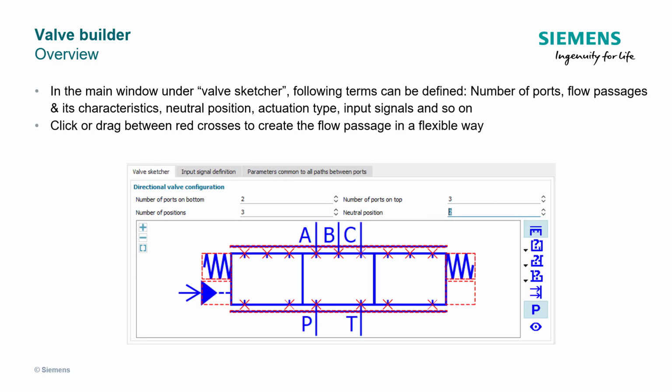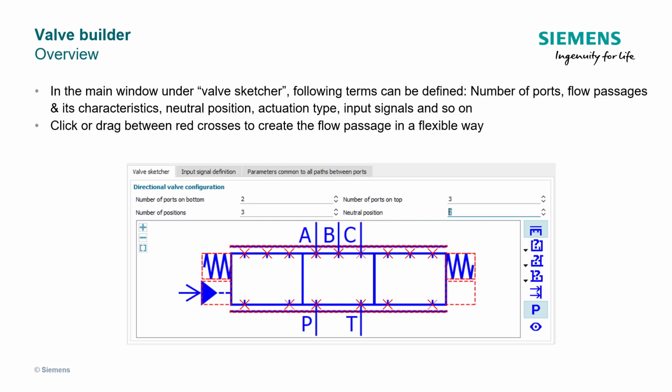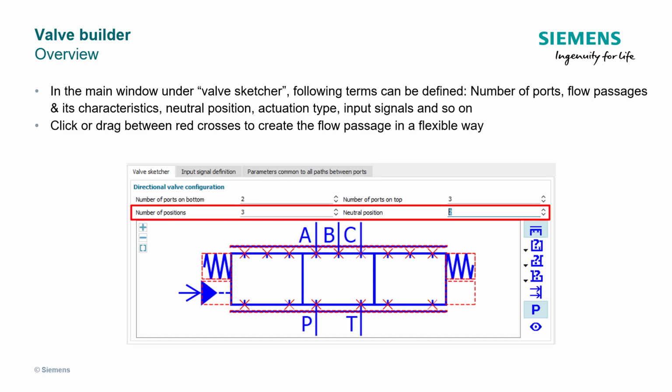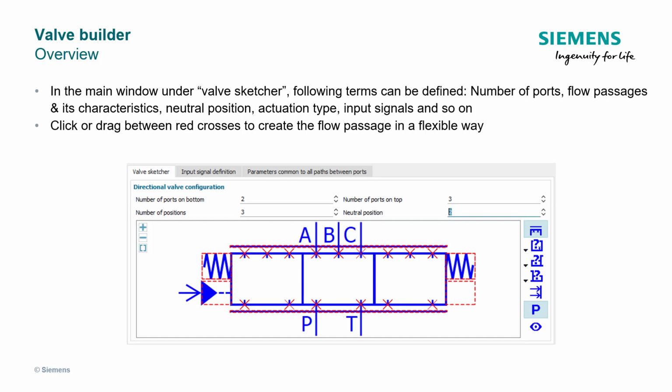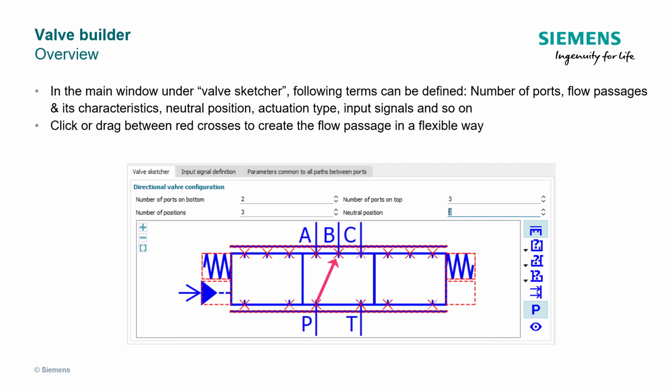Then we can design or customize our control valve function from this step. First, we need to define the number of ports at both the top and bottom side. Second, we need to set the valve positions and its neutral position. After the first 2 steps, we have an updated schematic with the required ports and positions. Now we can click and drag the red cross from one port to another port to create the flow path.